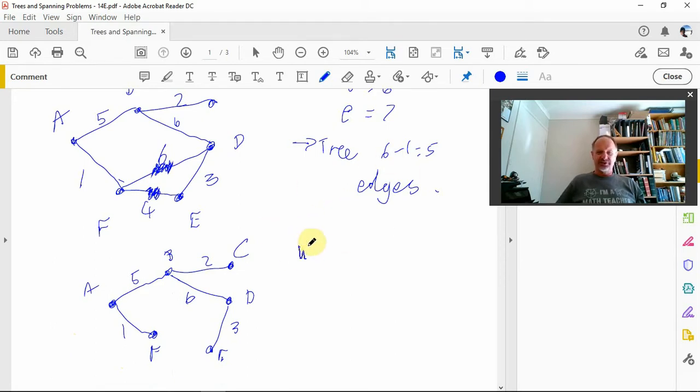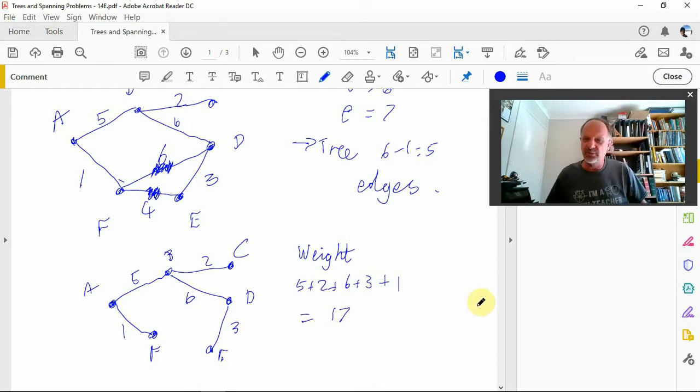This is a spanning tree, because you get to all the vertices. And now we've got 1, 2, 3, 4, 5 edges, which is one less. The weight is just the addition of all of these numbers. So 5 plus 2 plus 6 plus 3, and then this one over here plus 1. And so this particular spanning tree's weight is 5, 7, 13, 16, 17. So it's a bit smaller than the one that's in the notes on the website. All right, so there's a spanning tree.